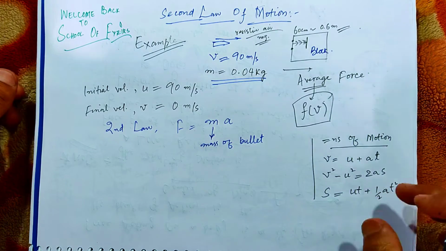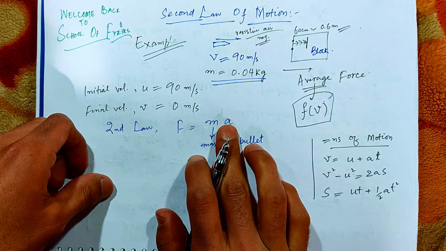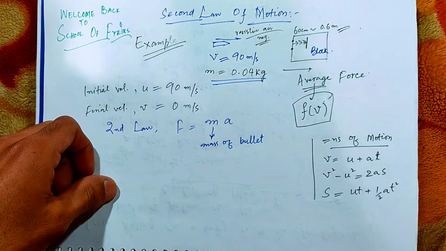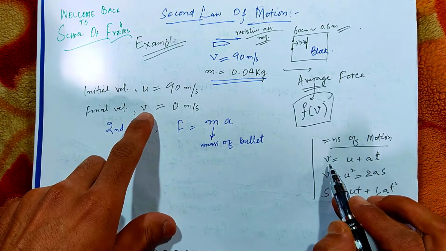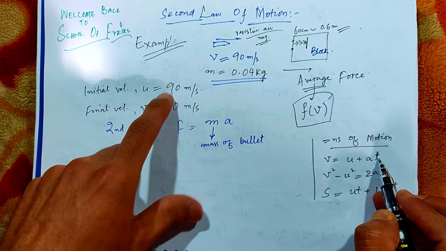These are the 3 equations, and right now we have to calculate the acceleration. These all contain the acceleration term. So which formula should we apply here? We have the final velocity given, u is given, and we have to calculate the acceleration, but t is not given.